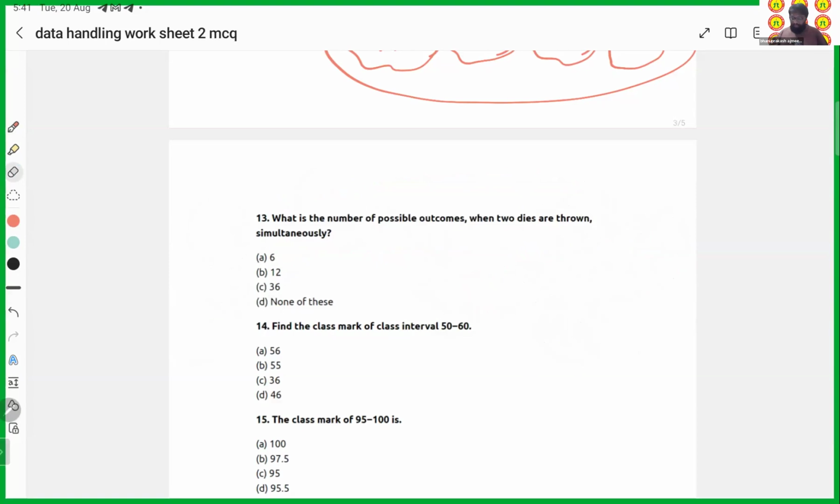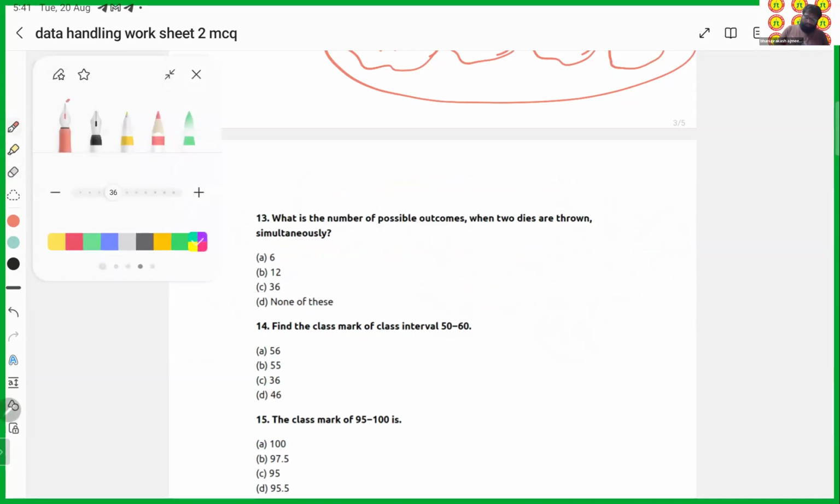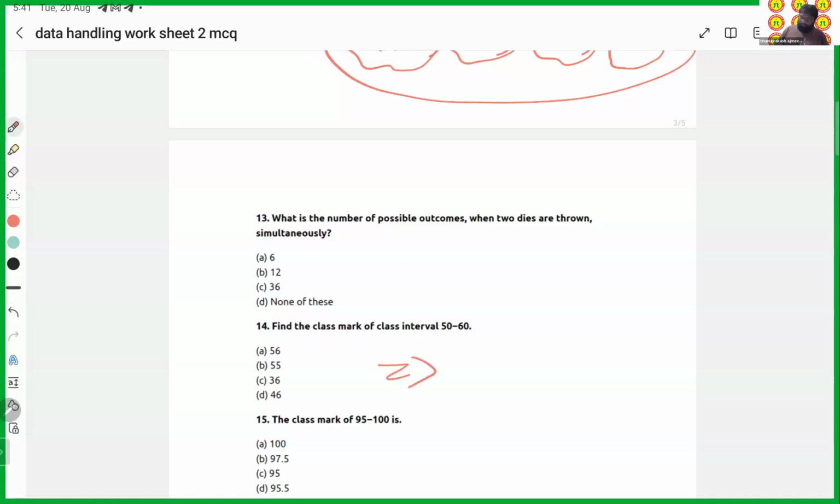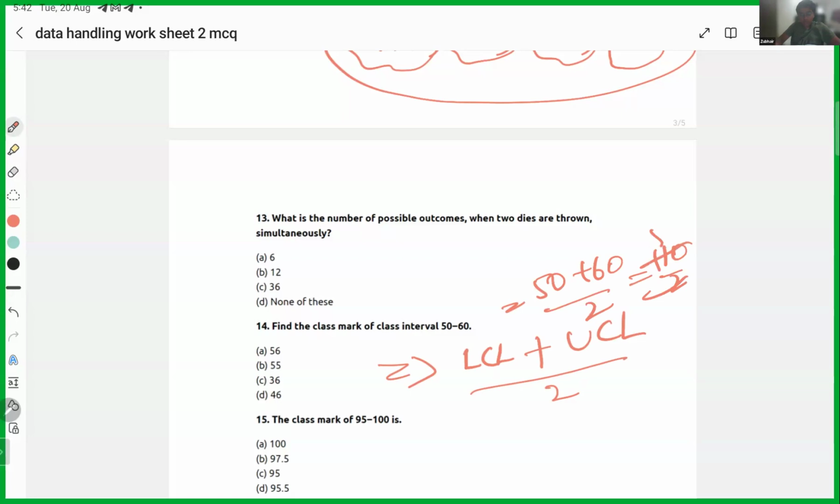Next, find the class mark of the class interval 50 to 60. How do you find the class mark? It's simple. Class mark is nothing but lower class limit plus upper class limit by 2. So 50 plus 60 by 2 gives 110 by 2. 2 fives are 10, so the answer is 55.